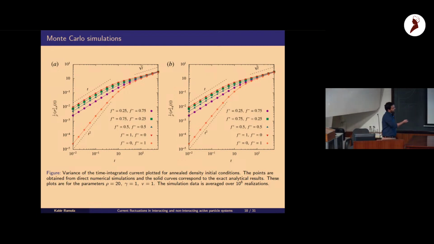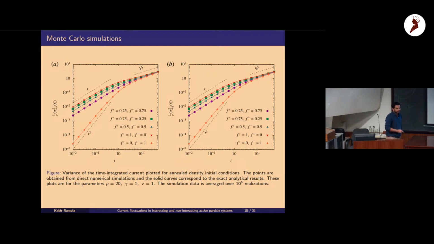Similarly, now we can do simulations and check with different number of particles initiated in the plus and the minus state, and you can show that you have t-squared behavior if you quench both the positions and the velocities, but a linear t behavior if you anneal either one of them, and the square root t behavior for diffusion is recovered in this limit.